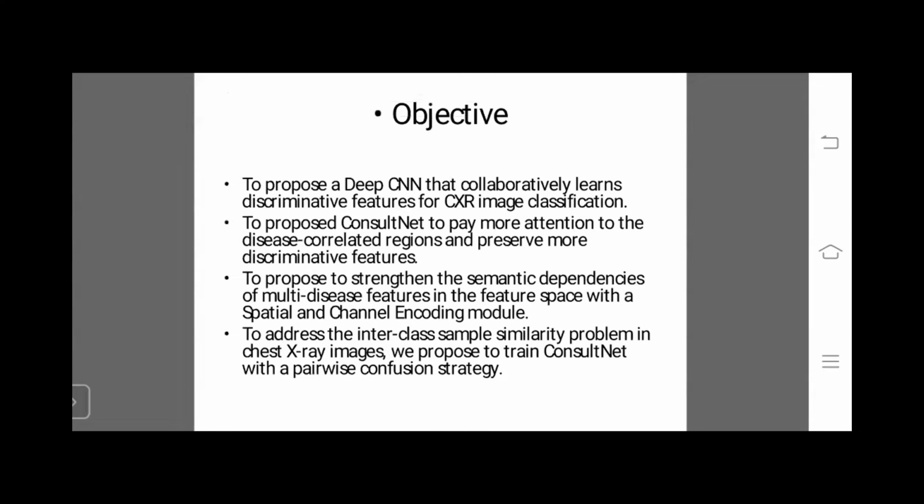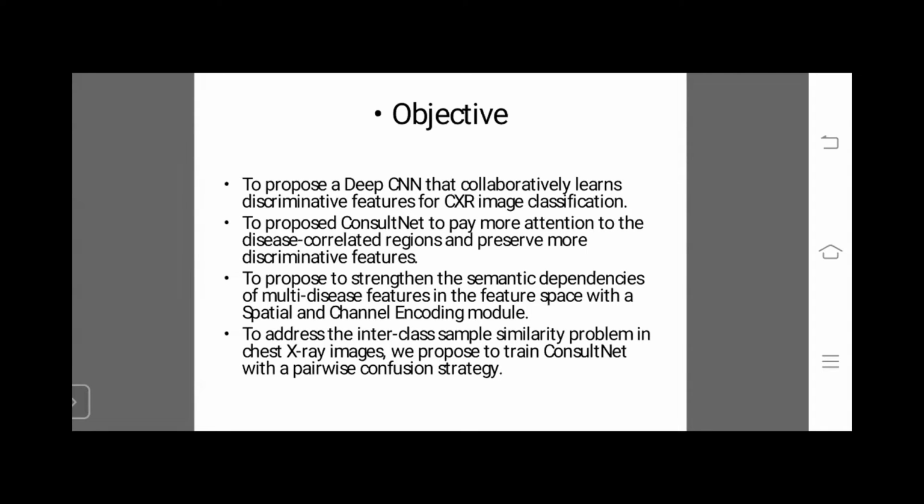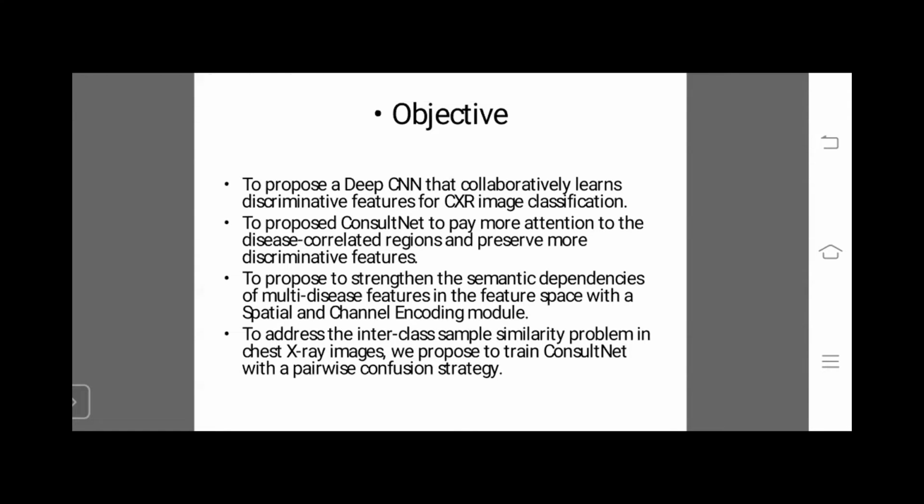So the objective of our paper is to propose a deep CNN that collaboratively learns discriminative features for CXR image classification, and to pay more attention to the disease correlated regions and preserve more discriminative features. Second is to strengthen the semantic dependencies of multi-disease features in the feature space with a spatial and channel encoding model. Another is to address the interclass sampling similarity problem in chest X-ray images, and we propose to train a ConvNet with a pairwise confusion strategy.